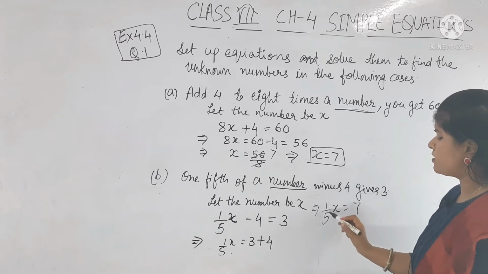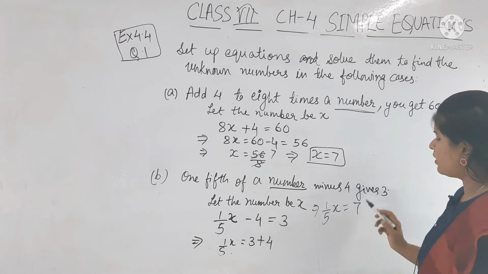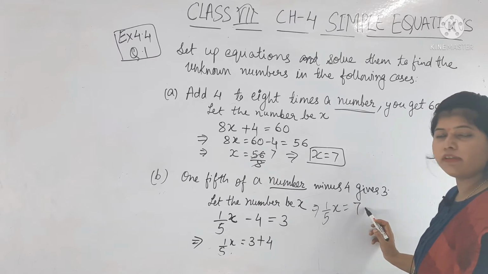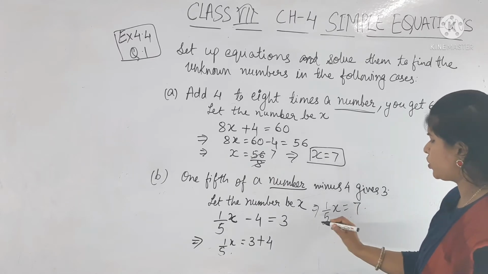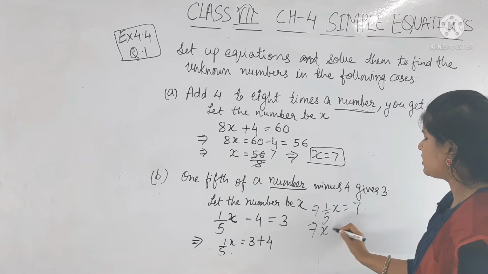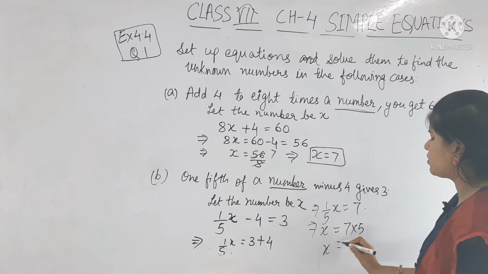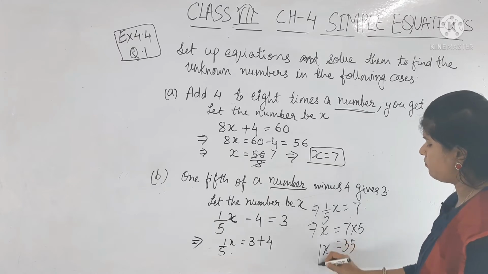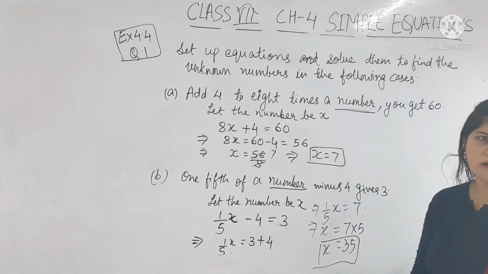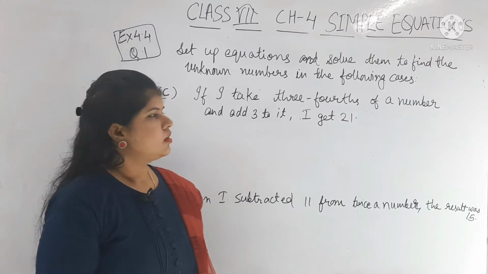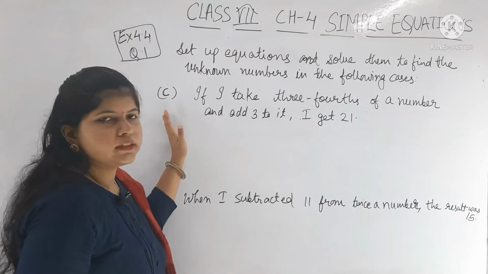And 5 is in the division part, so on the right hand side I will multiply with 7. So x equal to 7 into 5. So I am getting x equal to 35. This is your B part. Okay students, next is C part here.